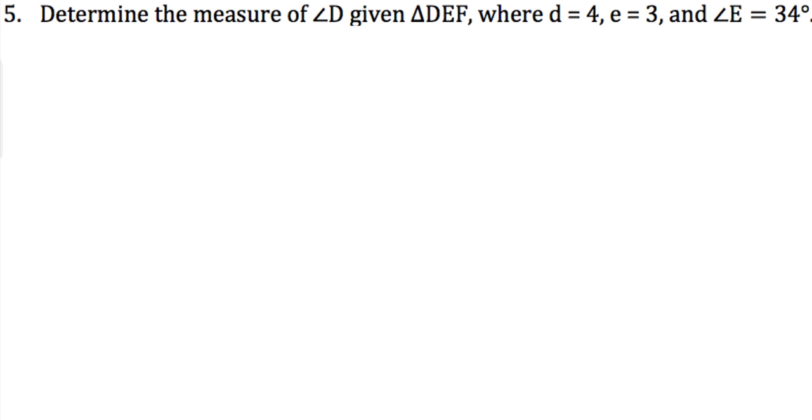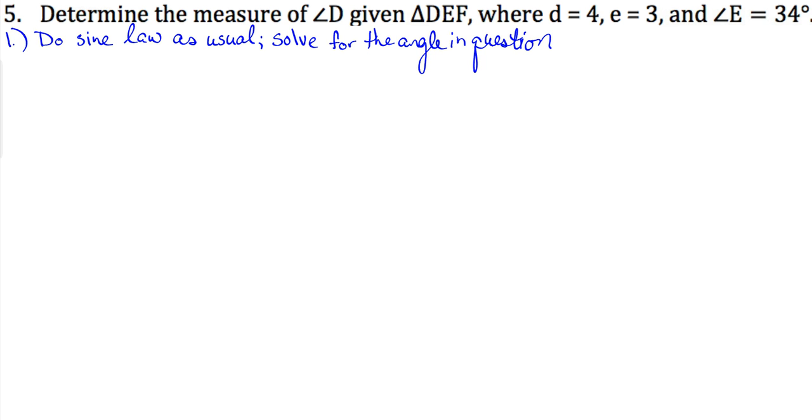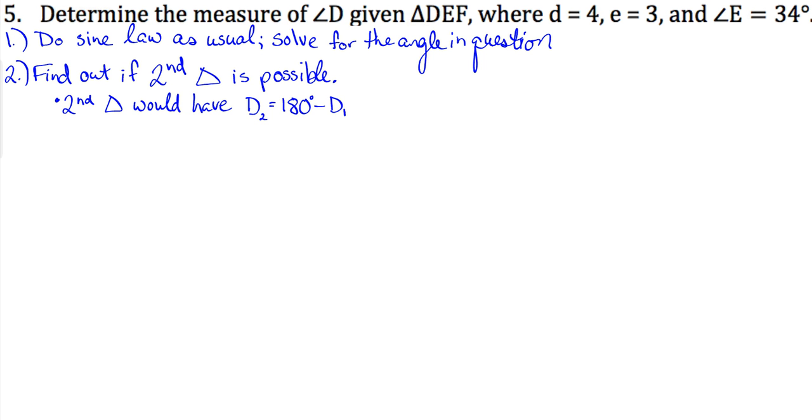Let's take a look at this next example and talk about the process that we need to follow in order to solve it. First thing we need to do is use sine law the way we usually do, and we're going to solve for the angle in question. If we're dealing with an ambiguous case, so for instance, I've got two sides and the angle that's attached to one end of them, then I have to figure out, well, what if a second triangle was possible? We know that that second triangle, that angle that we just solved for, well, it has a second option. It would be 180 minus what we just calculated. What we need to do is figure out what's the third angle in the triangle.